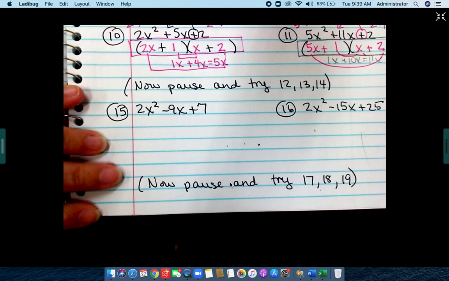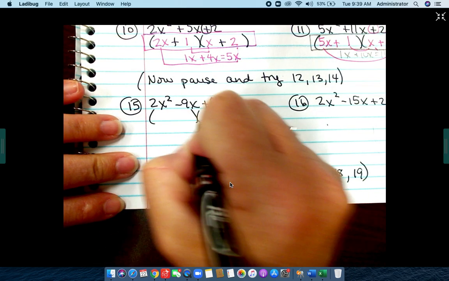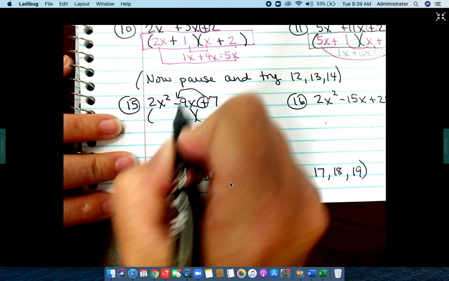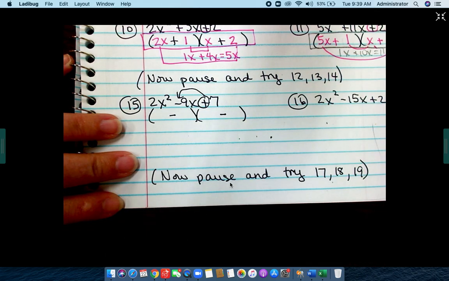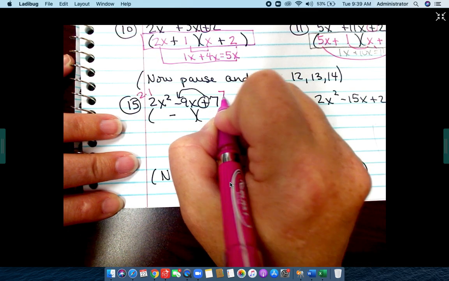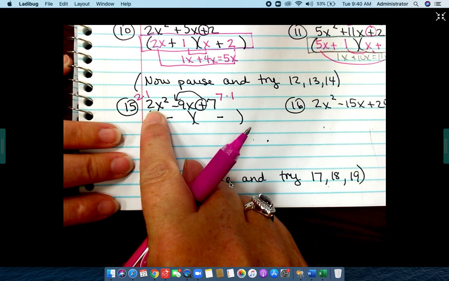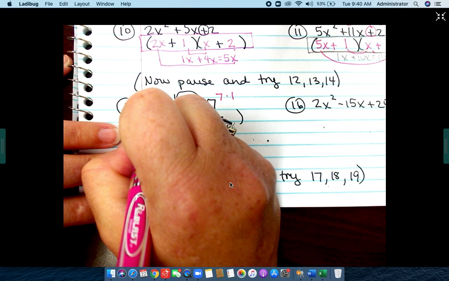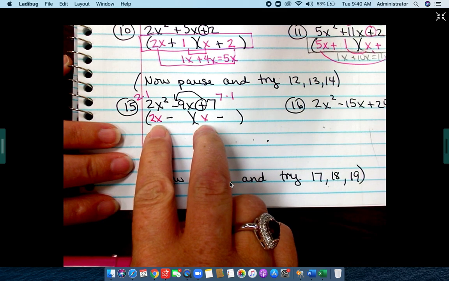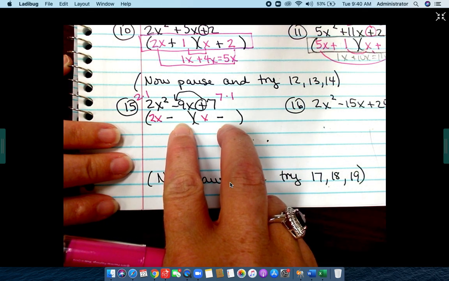All right, now for 15 and 16, again, binomial factors. My signs, this time I have minus minus. For 2x squared, again, these are prime. 7 and 1 are the only factors of 7, and 2 and 1 are the only factors of 2. So your factors of your quadratic term are the first terms in your binomial factors. The factors of your constant term go here.